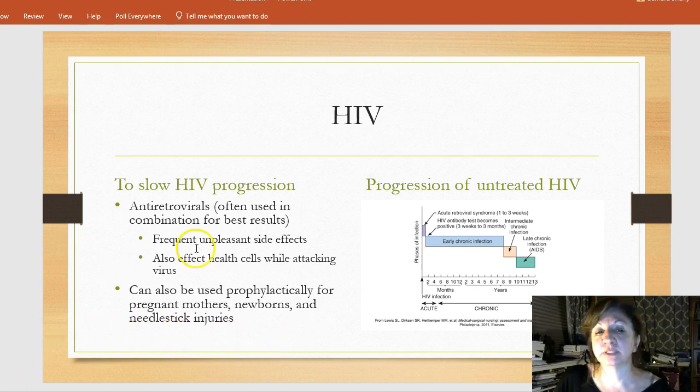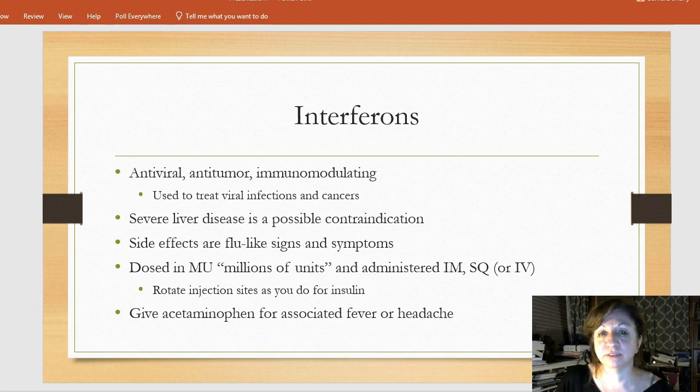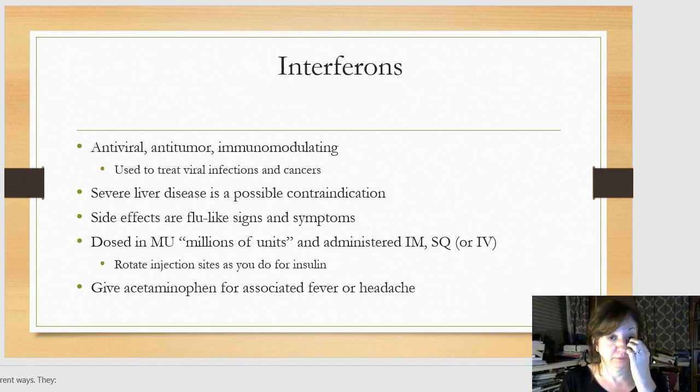It does have unpleasant side effects, lots of nausea, vomiting, and some others, and that's why patients typically don't like to take them.